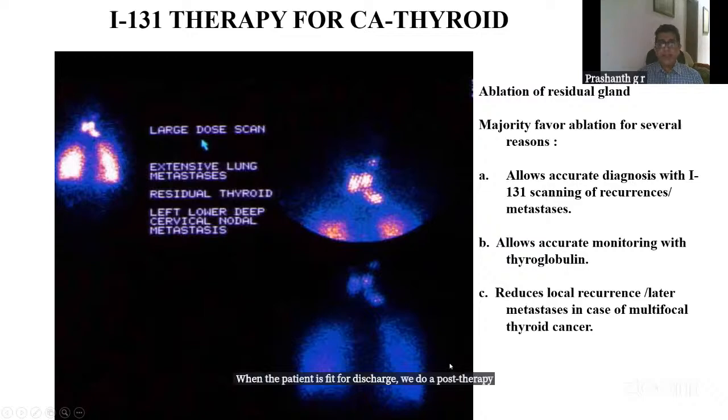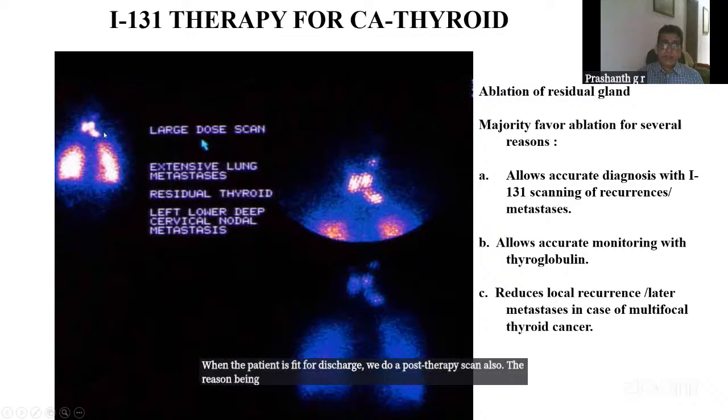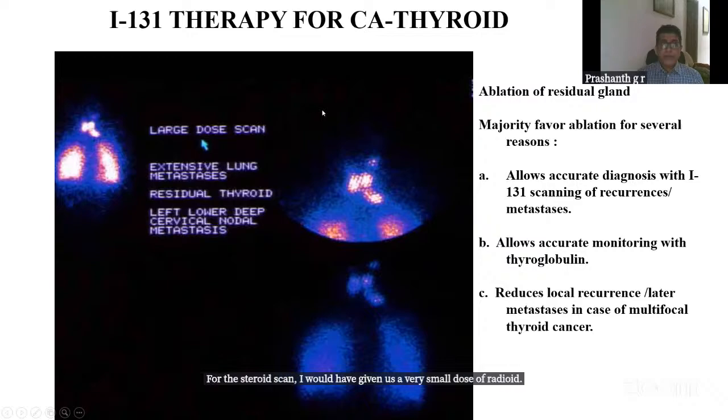The reason being, for a thyroid scan, I would have given a very small dose of radioiodine. And for therapy, I would be giving at least about 50 to 100 times the dose required for a diagnostic scan. So I do tend to demonstrate more metastasis if they are around. So as in this patient, we can see a few more cervical nodes, which were not seen initially on the diagnostic scan.